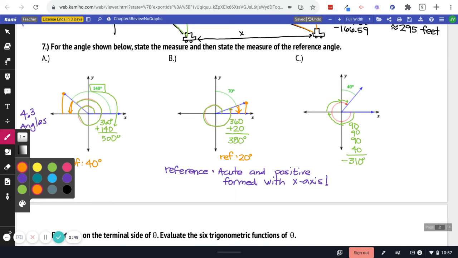Our reference angle, though, is always acute and positive. It's coming down to the x-axis. I'll do double arrows to show you. So this reference angle, remember every quadrant is 90, right? Each quadrant is 90 degrees. So 40 degrees is part of the rotated part, that leaves 50 degrees for our reference angle.